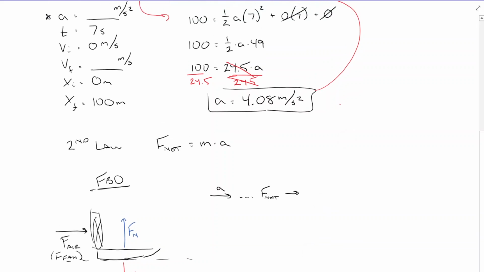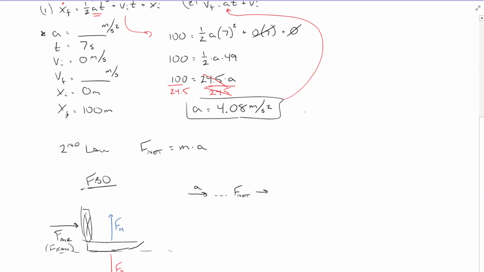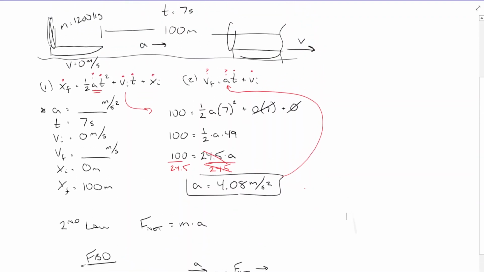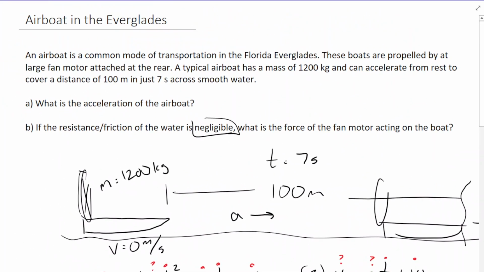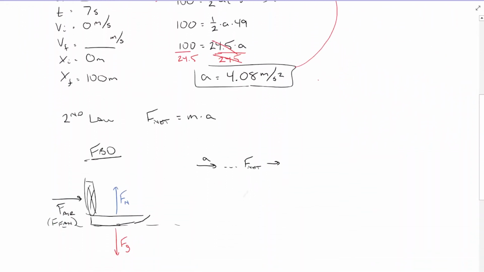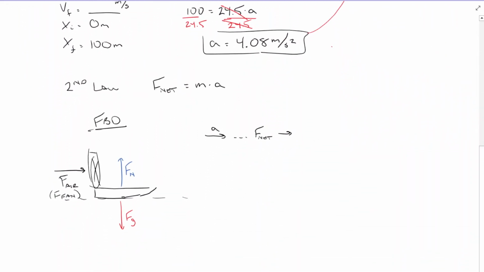Now, there's other air action here. There's air resistance, which would actually act to the left. There's some friction with the water. But when they say negligible, that just means we can ignore those two forces. So we're going to ignore friction and resistance. So this thing is now being pushed to the right only by this fan force. So the net force, F net, is equal to m times a.